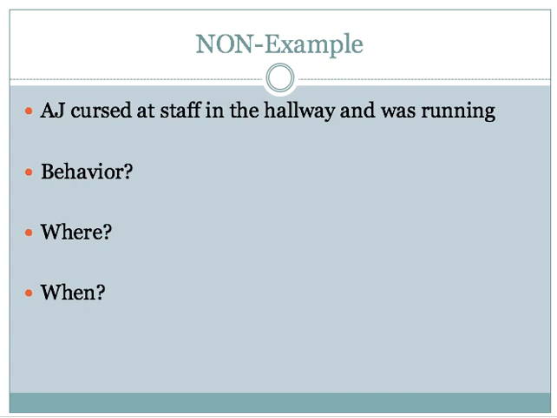This is a typical behavior referral that we've received, and it says, "AJ cursed at staff in the hallway and was running." So if you look at that referral, what was the behavior? Well, AJ cursed and was running in the hallway. Okay, probably be a little more specific. Where was this happening? Well, it happened in the hallway. We see that. Okay, could probably be a little more specific. But then what was the when? Well, looking at that, we're unable to answer that with this referral.